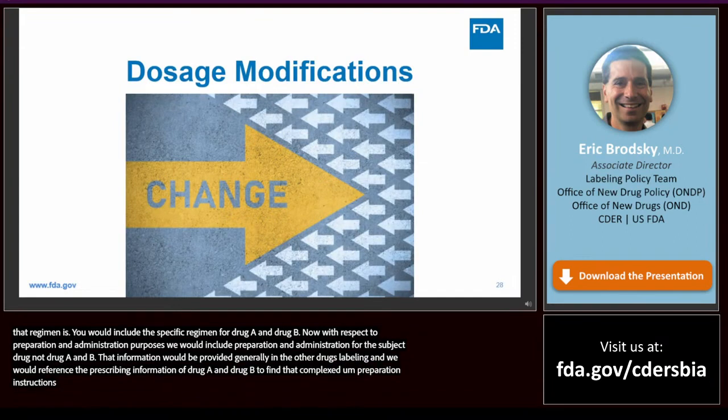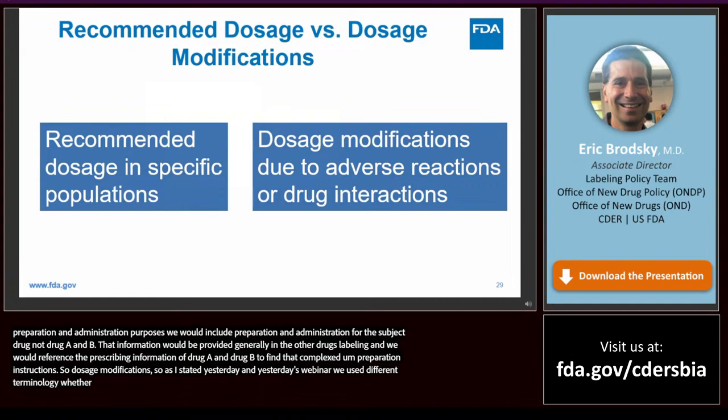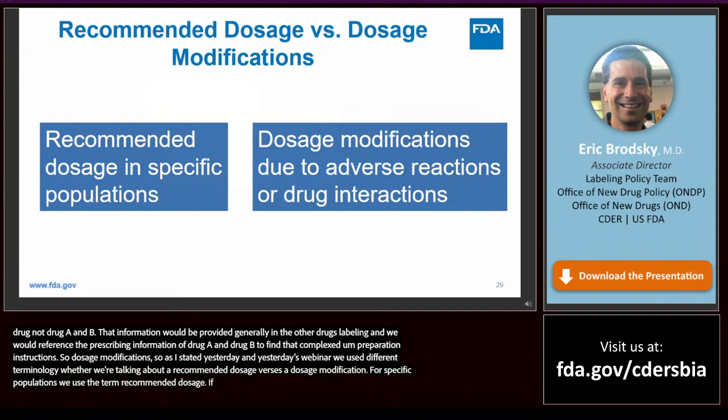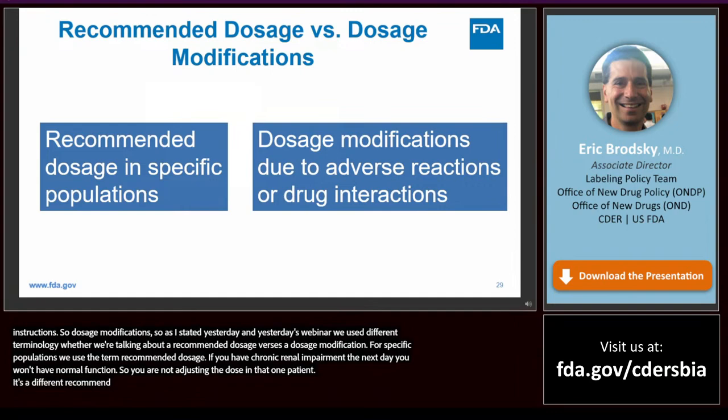So, dosage modifications. As I stated in yesterday's webinar, we use different terminology whether we're talking about a recommended dosage versus a dosage modification. For specific populations, we use the term recommended dosage. The example I gave yesterday is patients with renal impairment. If you have chronic renal impairment, the next day you're not going to have normal renal function, so you're really not adjusting the dose in that one patient. It's a different recommended dosage.